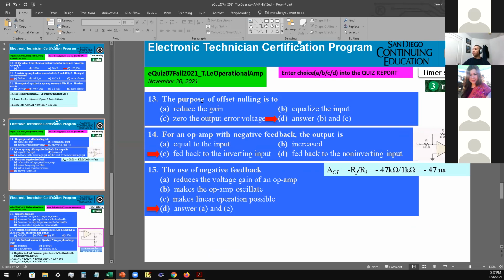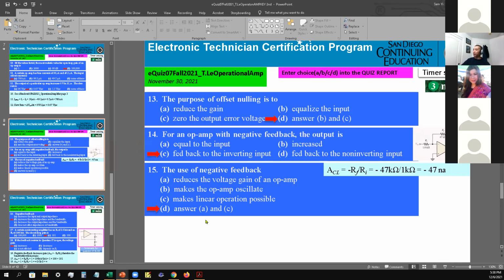Number 13, the purpose of offset null is mainly to equalize the inputs. I don't have the exact circuit here, but it is to equalize the inputs and also to make sure the output is 0 volt. The inputs should be matched with each other so that it is equalized. So the answer is D as in David for number 13. We don't want any additional output potential, so we want 0 here, therefore we need 0 at the input.